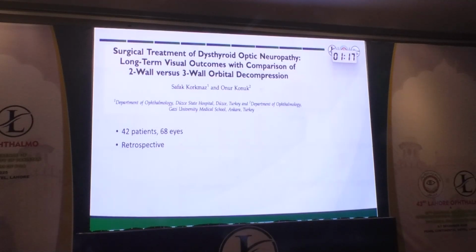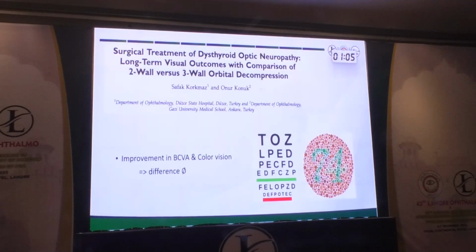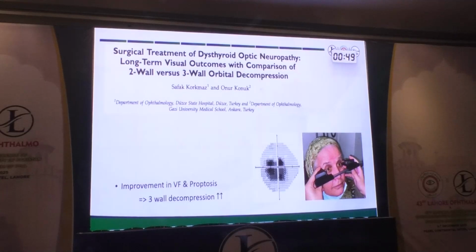In dysthyroid optic neuropathy cases, we usually prefer 2-wall or 3-wall decompression. There's a good study from 2015 by Korkmaz and Konuk from Turkey, and they looked at the visual results of two different techniques, 2-wall and 3-wall decompression, and they found that there was no difference in best corrected visual acuity and color vision between the two techniques. But in terms of improvement in visual field and proptosis, the 3-wall decompression was much more successful.